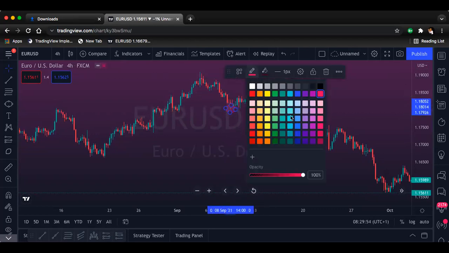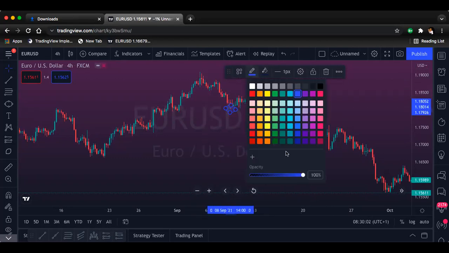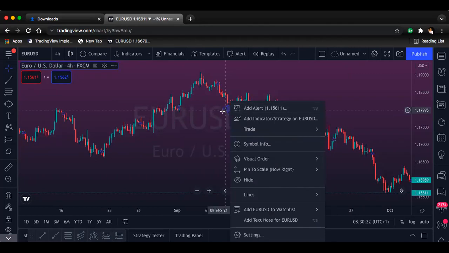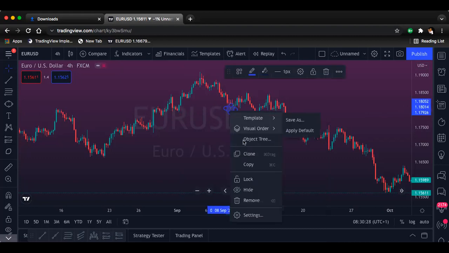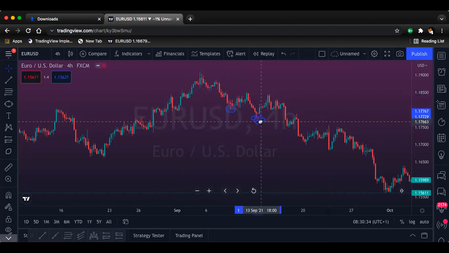Let me change the color. This is blue. The fill blue. I think I need something more. Okay, this is a swing. This is another swing.